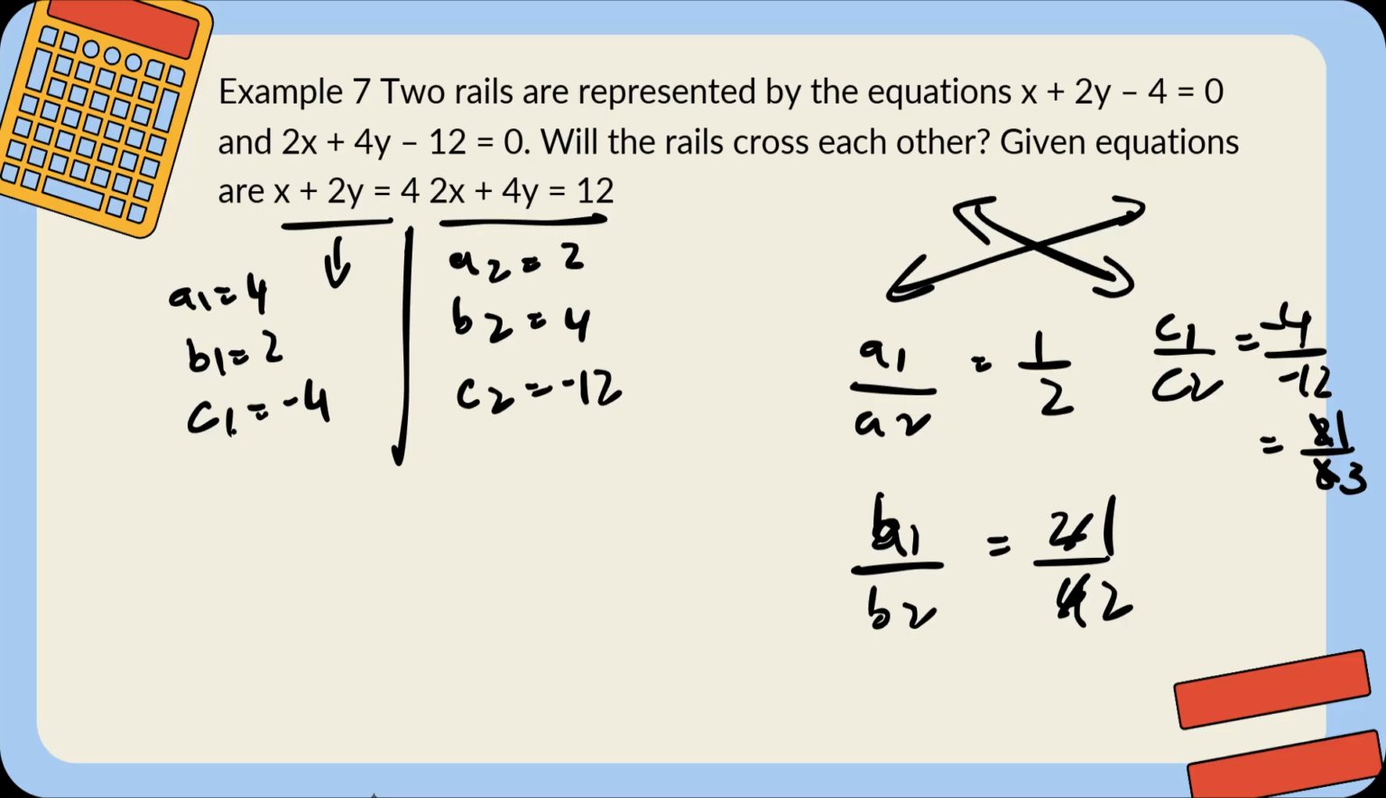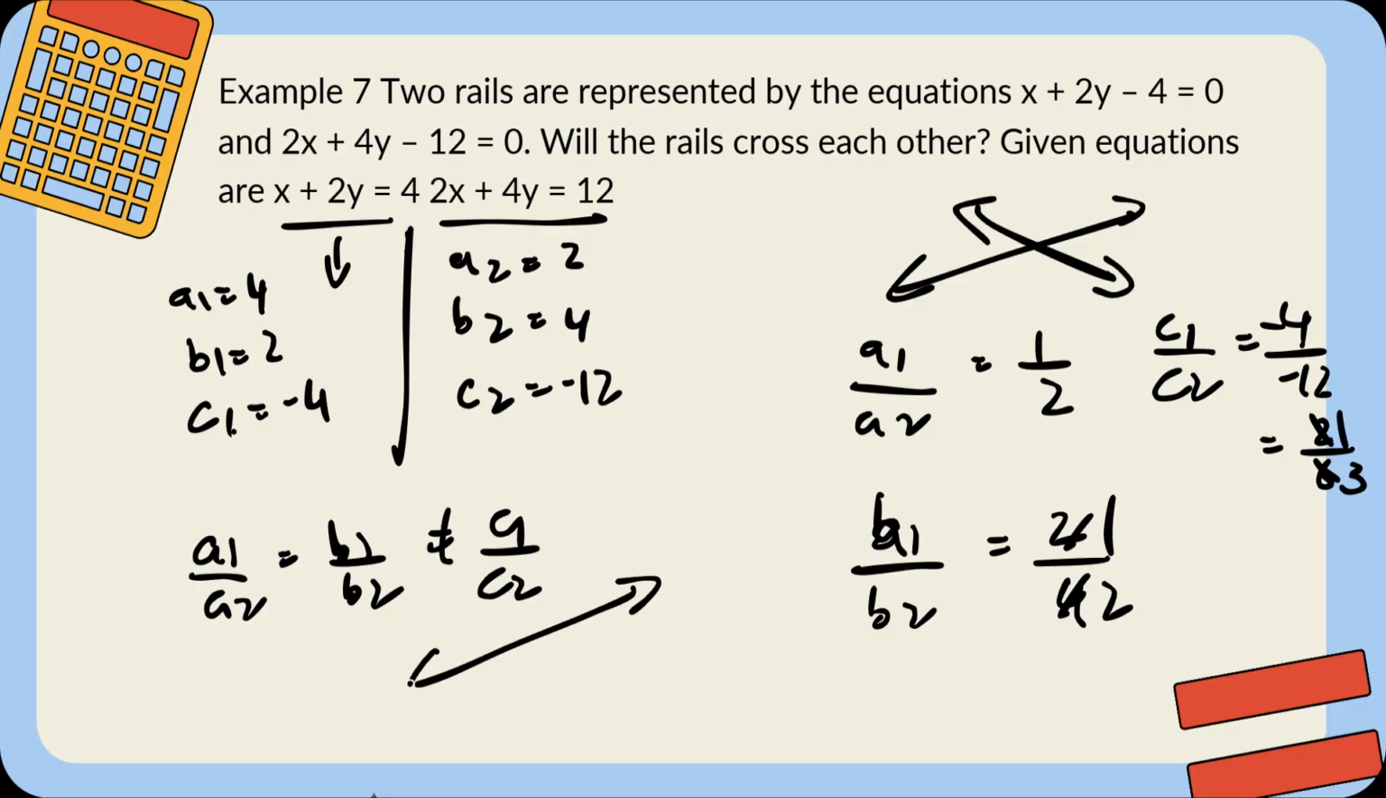So what do we observe? We can observe a1 by a2 is equal to b1 by b2 is not equal to c1 by c2. So what happens to the lines? The lines are parallel lines. So there is no solution, because the lines are parallel. That is what you need to state. They do not have a solution and will not cross each other.